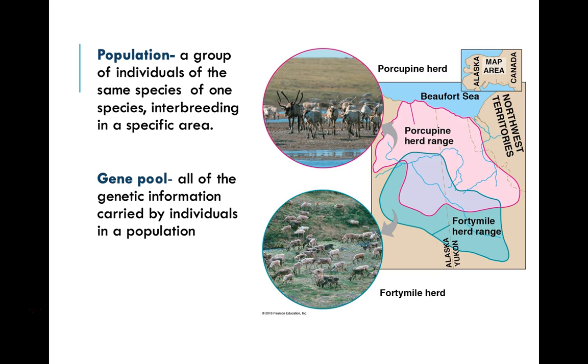The next thing that we are interested in if we are studying a population is the gene pool. So the gene pool is determined by the population. The gene pool is simply all of the genetic information in that population. So this means all of the alleles for all of the genes that this population carries. And it's actually the gene pool that changes as evolution occurs.